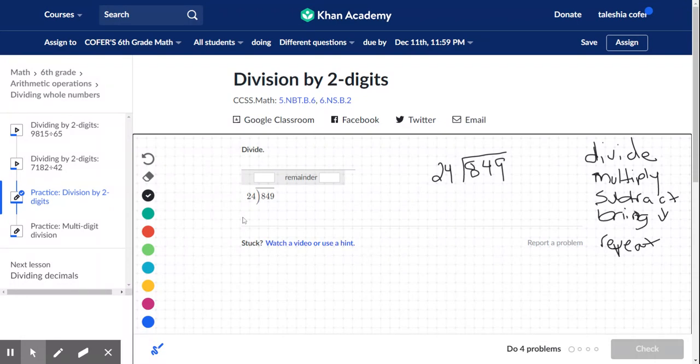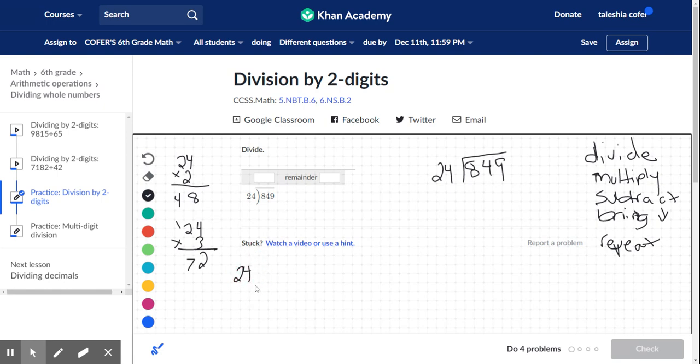So let's see here. I know that 24 times 1 is 24, but let me see what 24 times 2 is. 2 times 4 is 8. 2 times 2 is 4. Okay, that's 48. Let me see what 24 times 3 is. 3 times 4 is 12. I write a 2, carry a 1. 3 times 2 is 6, plus 1 is 7. Okay, that's 72.